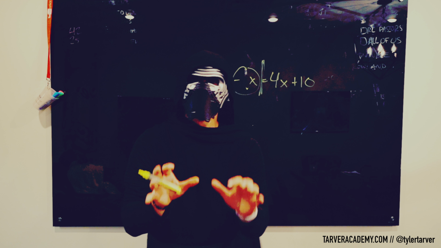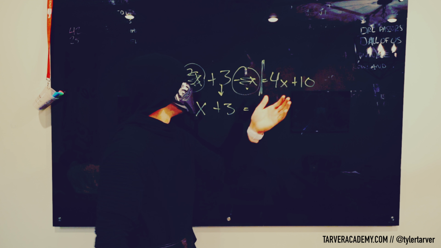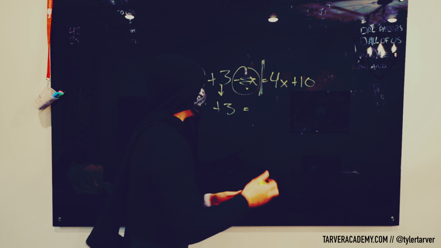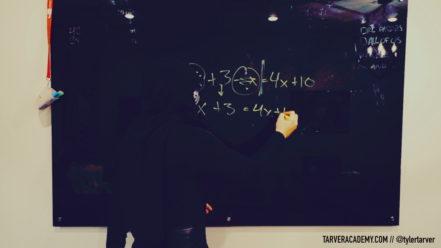Okay, so I got that. I'm left with this. Bring it down. Do not forget about that little guy, my equal sign. And then can anything be simplified over here? No, because it has a variable in it, and we can't add them together because we don't know what that x represents. So 4x plus 10.